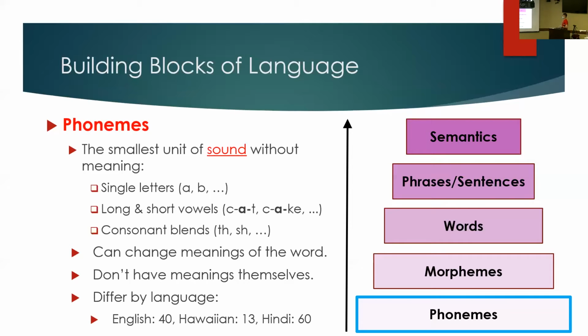So in English, you have 40 phonemes. Hawaiian, they only have 13. In Hindi, they have 60.